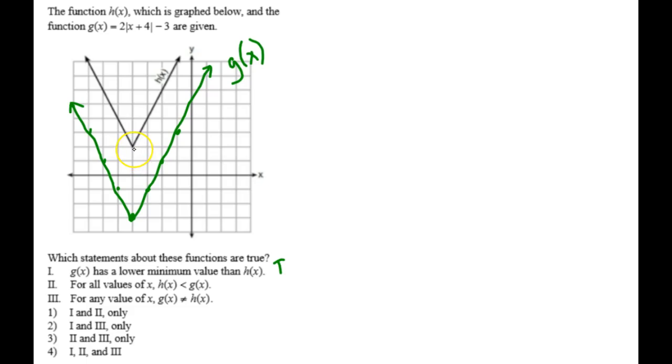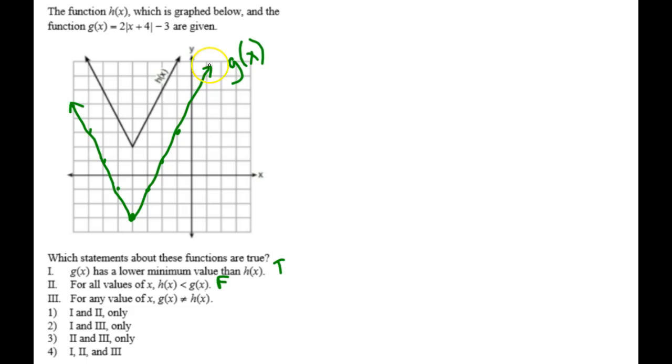If we look at the x value of -4, h of x is a value of 2, g of x is a value of -3, 2 is not less than -3. That second statement has to be false. Then the third statement says, for any value of x, g of x is not equal to h of x. Essentially, what this is getting us to analyze is, are these two graphs going to intersect? Is g of x ever going to intersect h of x?